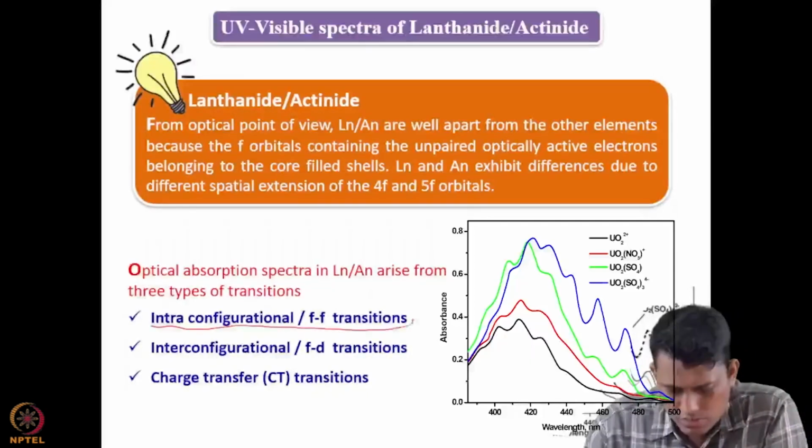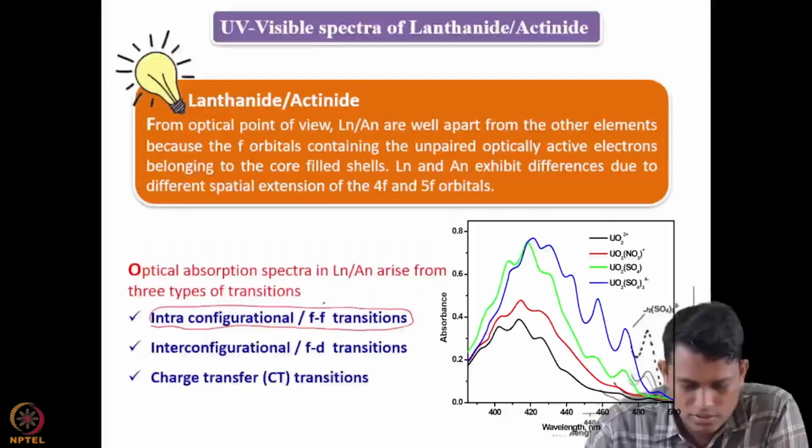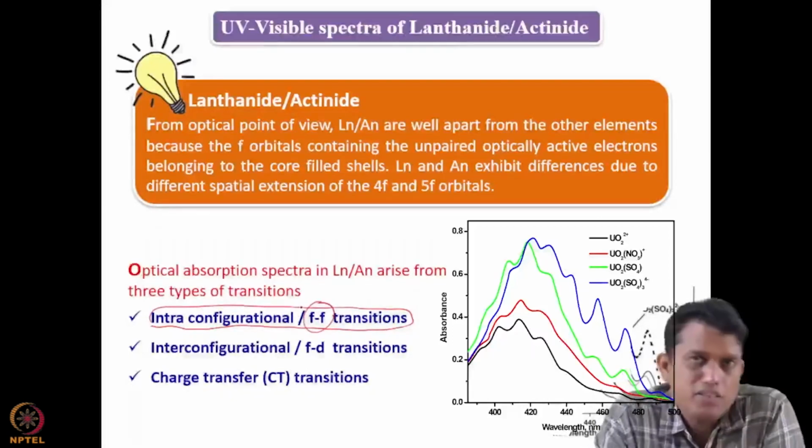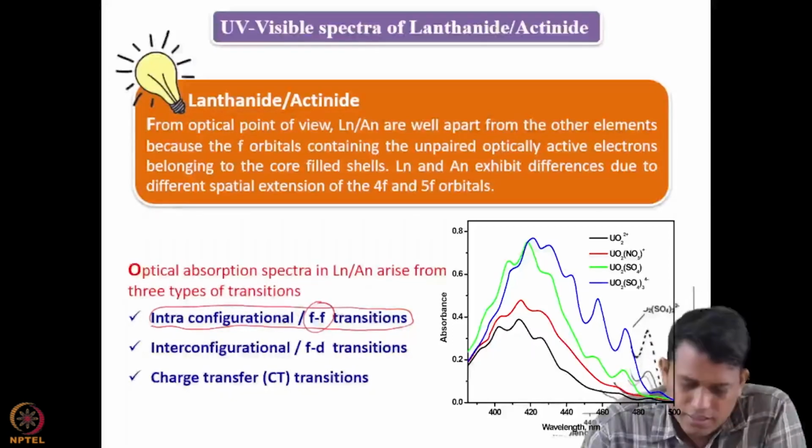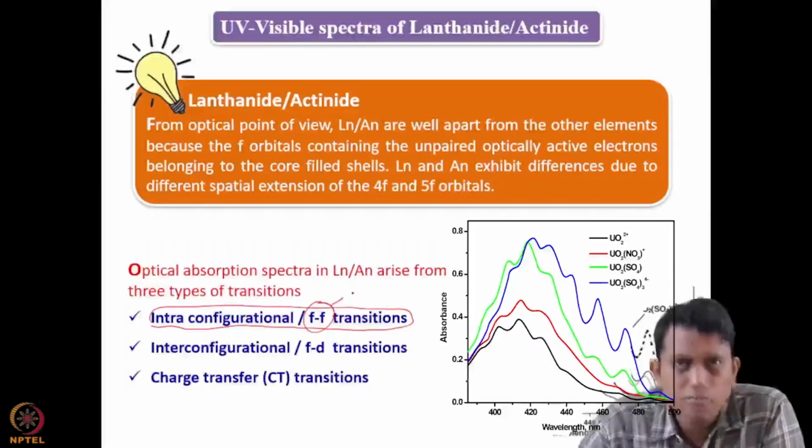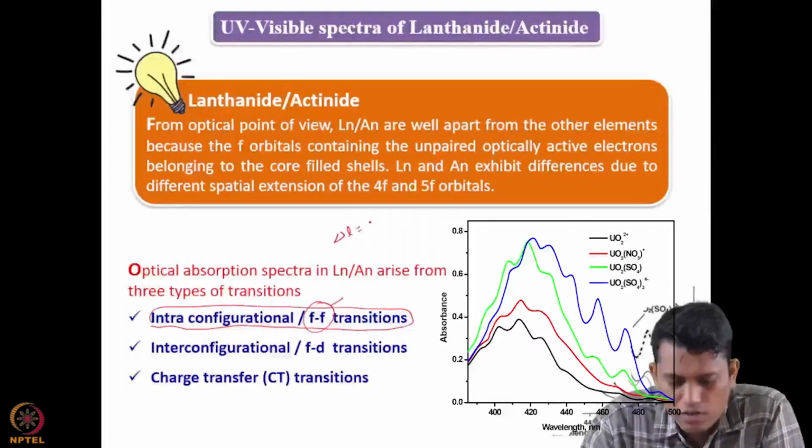The term intra-configuration is sometimes also called f-f transitions. These are ideally Laporte forbidden. Why? Because we know that for a transition to be allowed, this should not be 0. This should be plus or minus 1, or plus or minus 2.